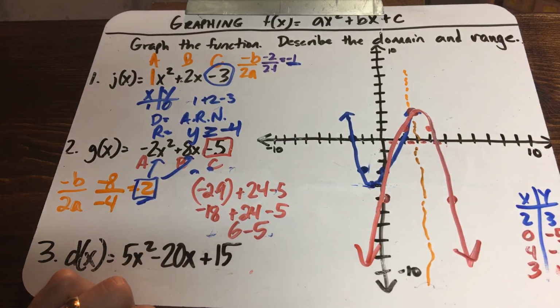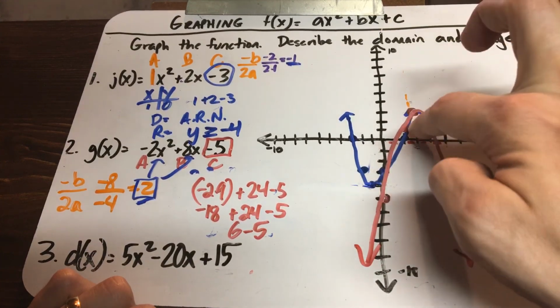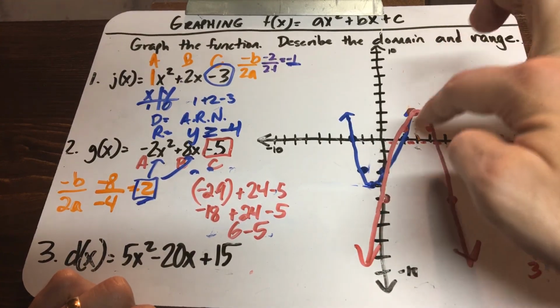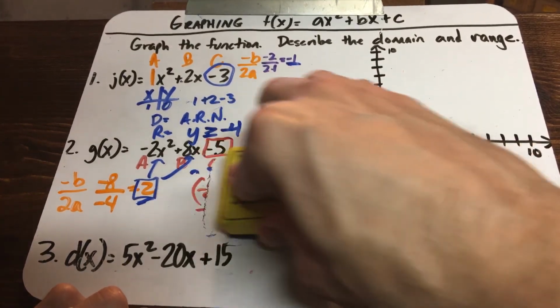All right. Now, if I was going to present this for my final answer, I would erase that axis of symmetry, that dotted line. You really don't need that when you get to your final answer. So there you have it. That's how you graph that one.